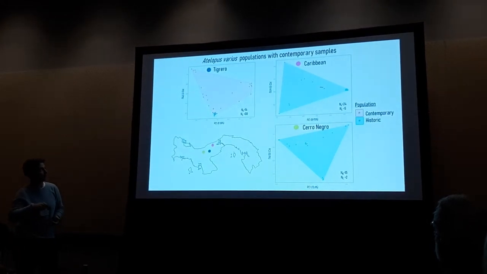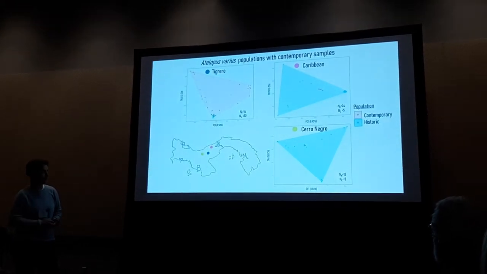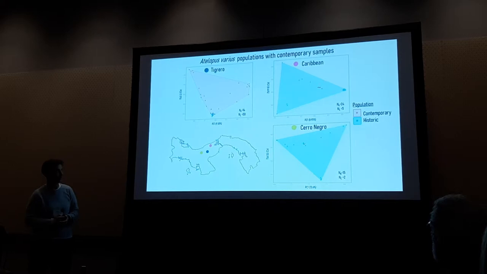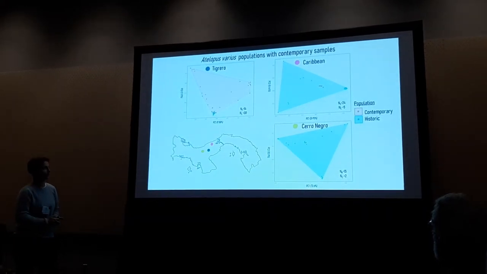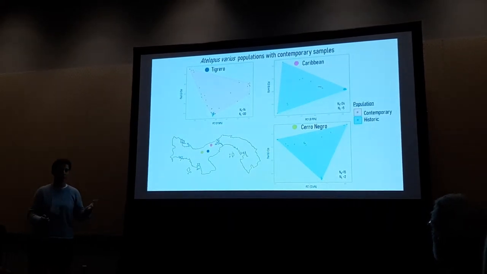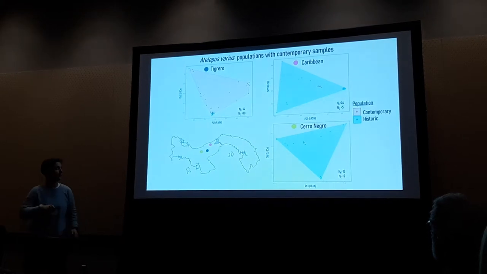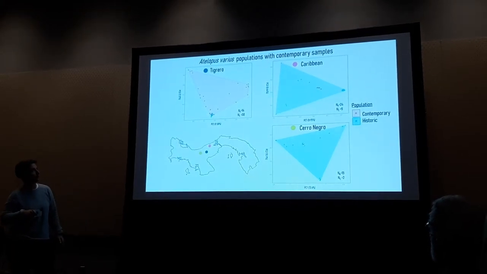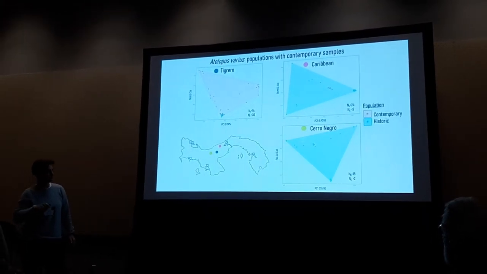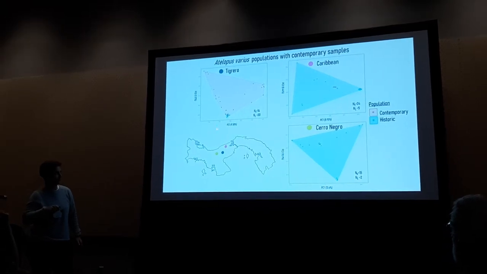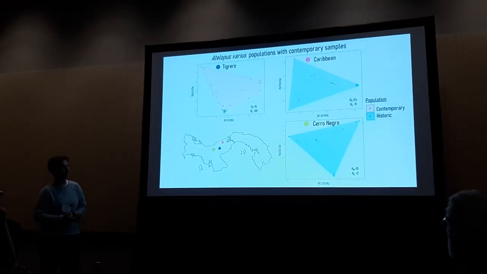But if we look at Tigrero, this is special because this is where we have 3/4 of our contemporary samples from. It's from this one population. So it's really a stronghold of this species in Panama. And we see this really interesting pattern of the contemporaries being really diverse here, and then the historic being all of the same genotype.